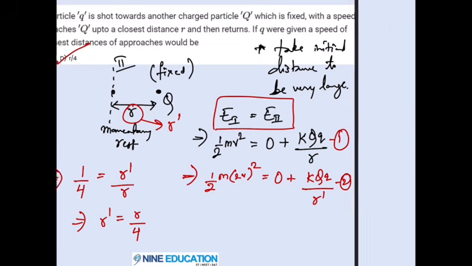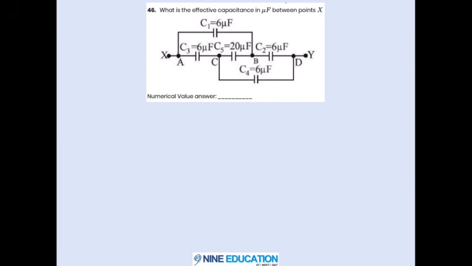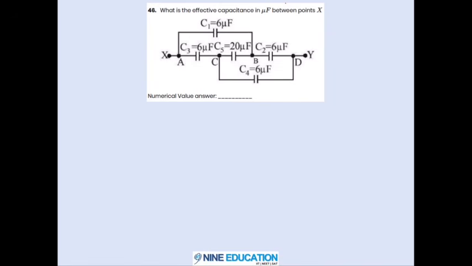Moving on to the next question. What is the effective capacitance in microfarad between points X and Y maybe? Yeah. So you need to find out the effective capacitance between these 2 points. So how do you deal with these kind of questions? Just label them. It will be easy. So they're already labeled. This point is A, this point is C, this point is B, and this point is D. They're already labeled, right?